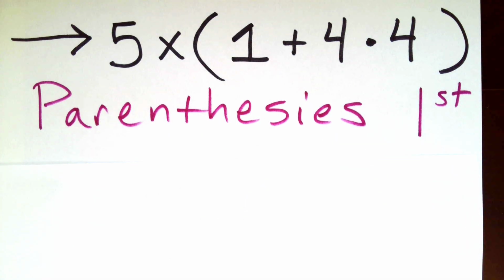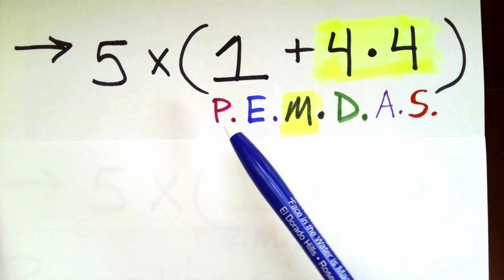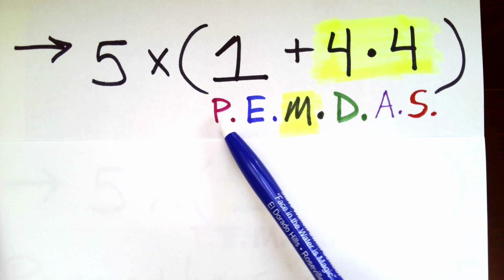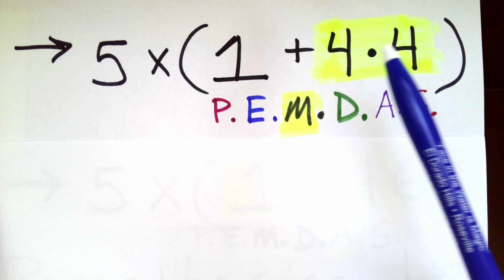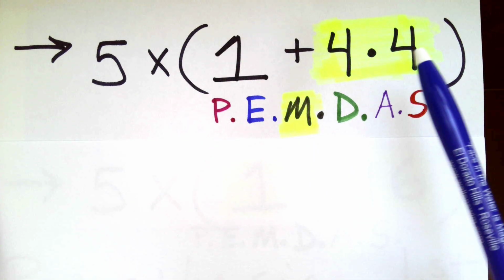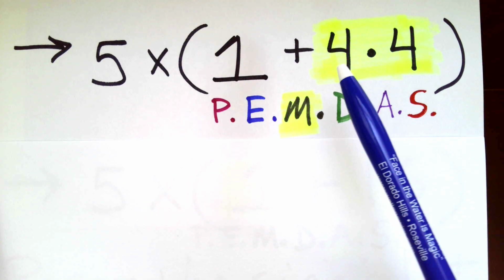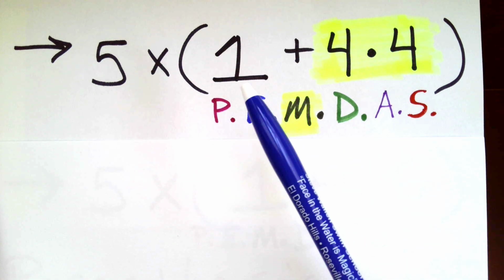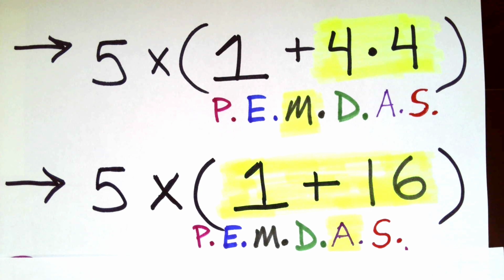All right, let's take a closer look at this concept. According to the order of operations, with every step, you look at parentheses first, then exponents, multiply, divide, add, or subtract. Inside the parentheses, you also follow PEMDAS, and inside the parentheses, multiplication comes before addition. So I'm going to multiply 4 times 4 to get 16. I'm going to add that 1, which gives me 1 plus 16.